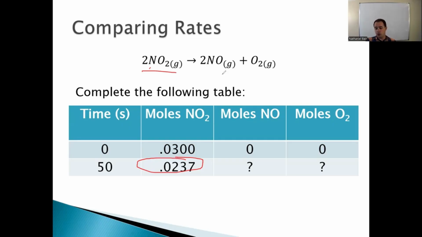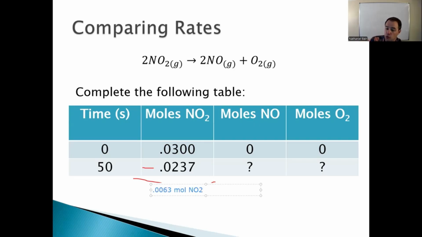Okay, we started with no product in here. And what I want to do is predict the amount of products that would be in here. So let's first figure out how many moles of NO2 we lost in that first 50 seconds. If we subtract 0.03 minus 0.0237, we consumed 0.0063 moles of NO2, right?